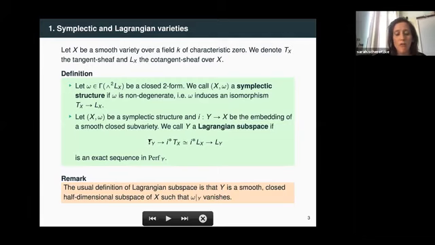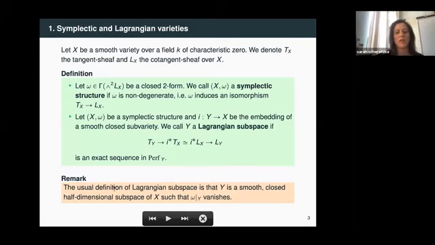So we can go first from the tangent sheaf of Y to the pullback of the tangent sheaf of X. Now we use the fact that X is symplectic, so we have an isomorphism between T of X and L of X, so also between the pullbacks, and we always get a morphism from the pullback of the cotangent sheaf on X to the cotangent sheaf on Y. And if this composition is an exact sequence in perf Y, perfect complexes over Y, then we say that Y is a Lagrangian subspace.